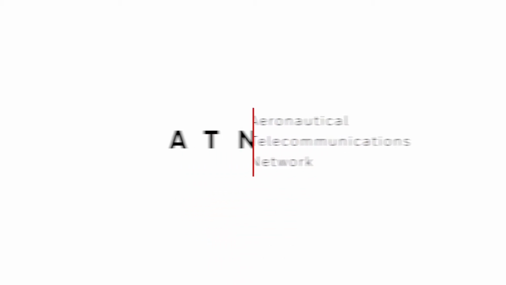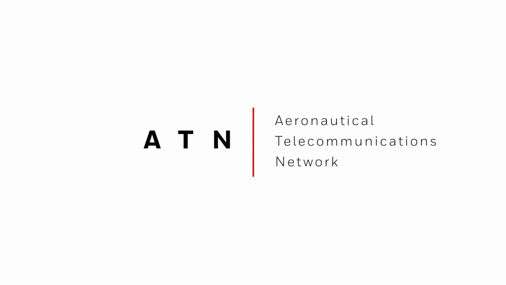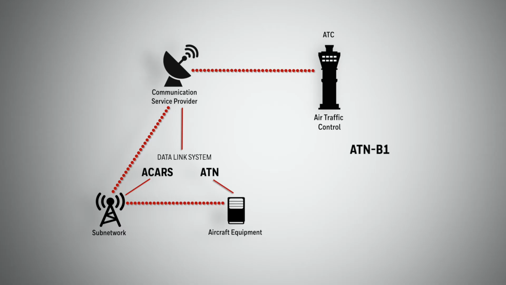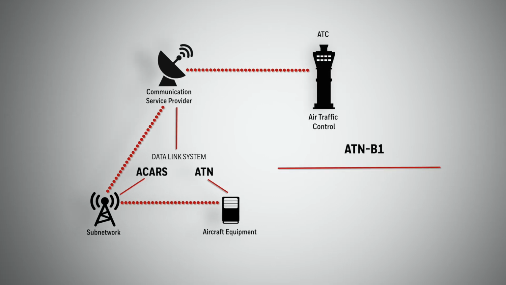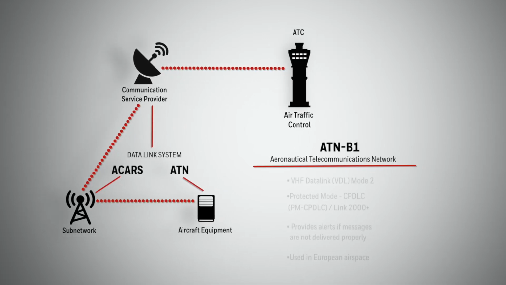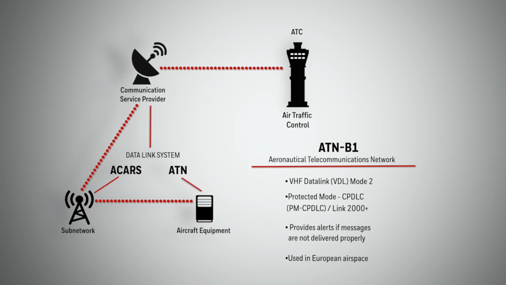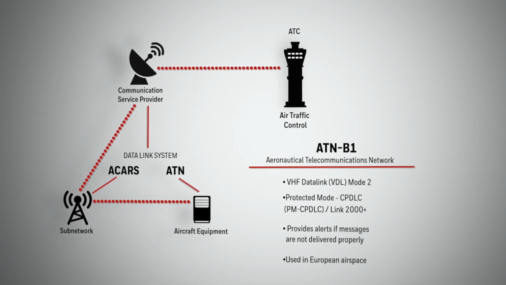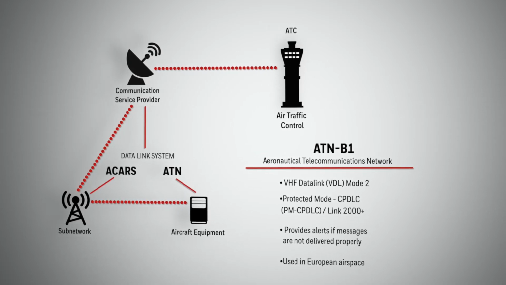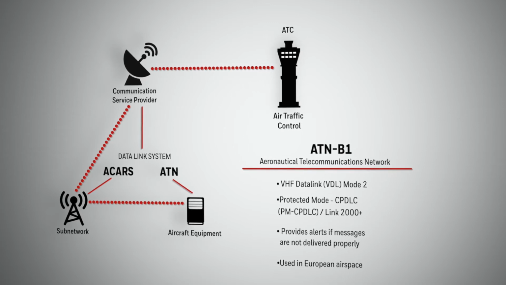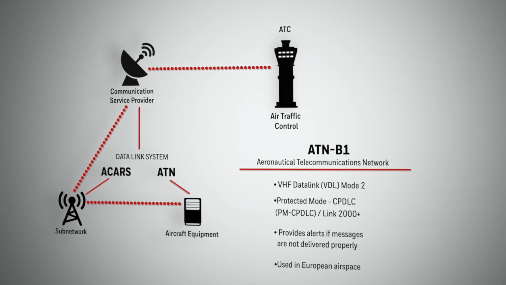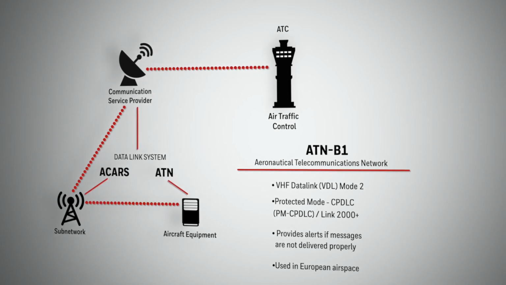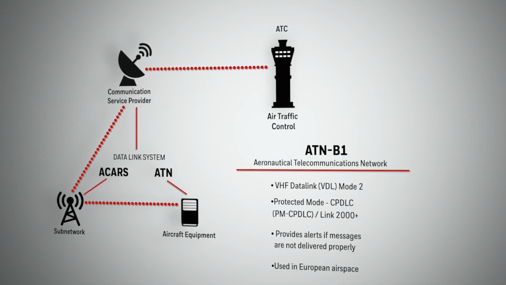ATN CPDLC uses the Aeronautical Telecommunications Network. B1 stands for Baseline 1. ATN uses VHF Datalink Mode 2 service. ATN is also known as Protected Mode, or PM-CPDLC. You may also see it referenced as Link 2000+ in some older documentation.